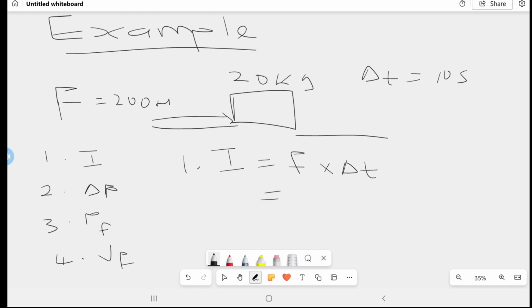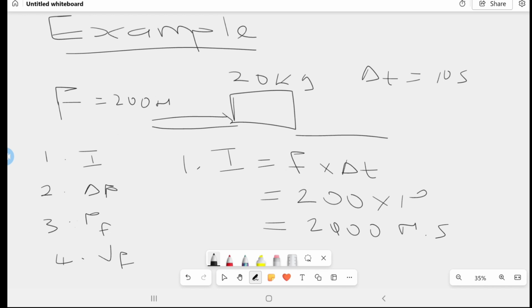You understand? Now we are given force and time, and we have the formula for impulse, which is force and time. This is the perfect formula for what we are given because we're supposed to calculate impulse. So impulse, we have the force of 200 and the time of 10 seconds, which is going to be 2000 Ns, right? We agree with that.